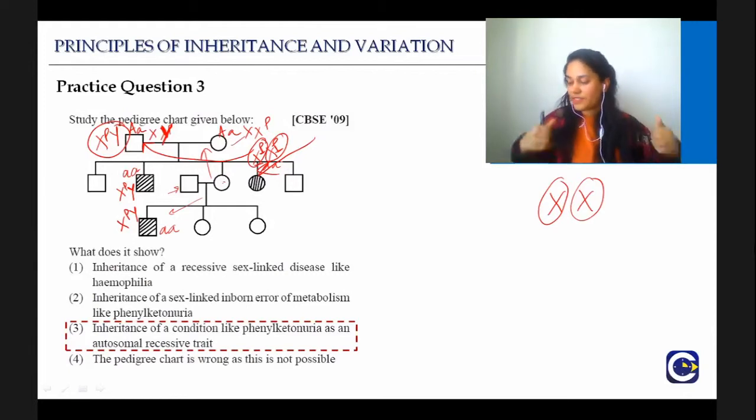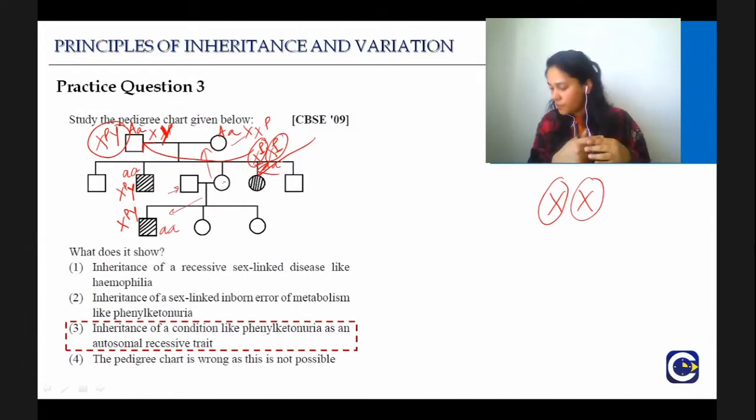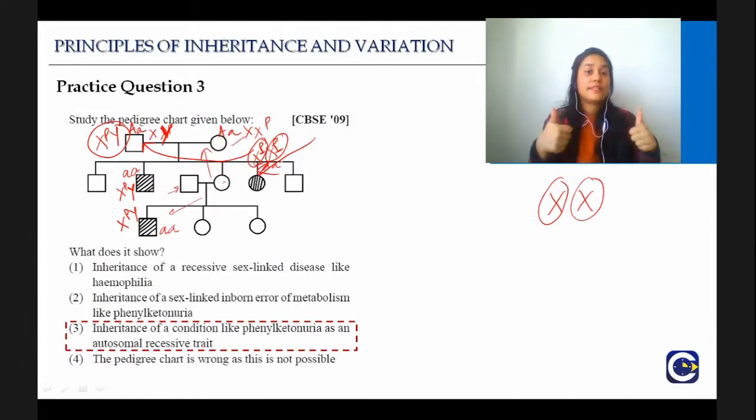But tell me first, is it clear? You have to always try to relate and see whenever you answer that it is a sex-linked disease or an autosomal disease. And here it was very clear because already in the first generation, you can see that this female solved all the questions. So let me know if it is all clear. I don't see thumbs ups.